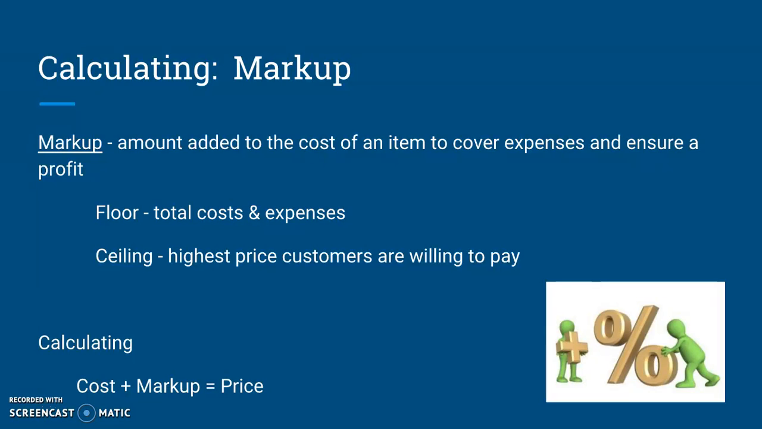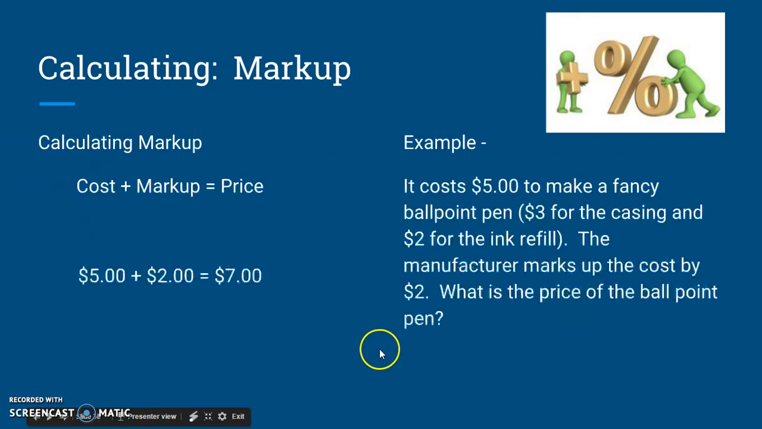So in order to calculate this, we want to take the cost plus the markup, and by doing that, we will determine our price. So let's take an example. It costs us $5 to make a fancy ballpoint pen, $3 for the casing, and $2 for the ink and the refill. The manufacturer marks up the cost by $2. So what's the price of the ballpoint pen? Very simple, 5 plus 2 equaling 7. Costs us $5, we sell it for $7, we are making $2 profit per unit sold.